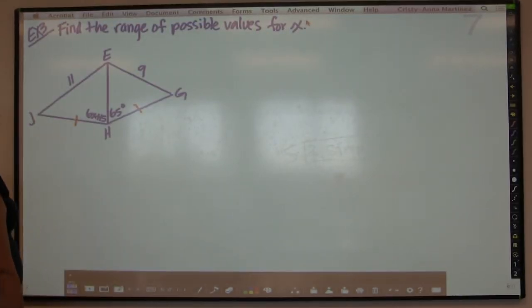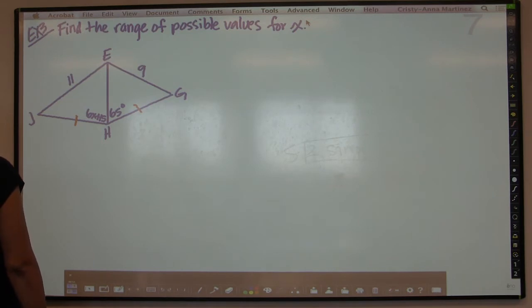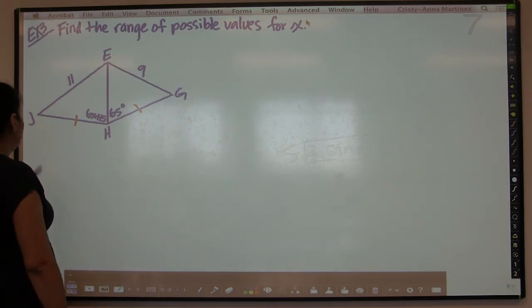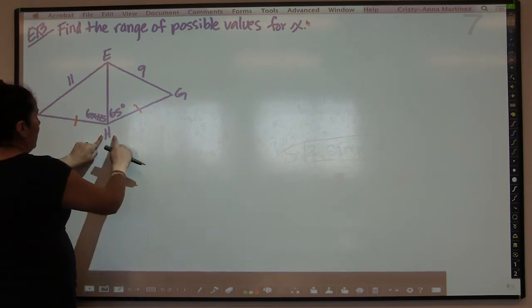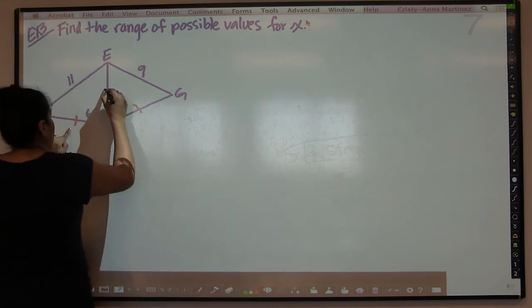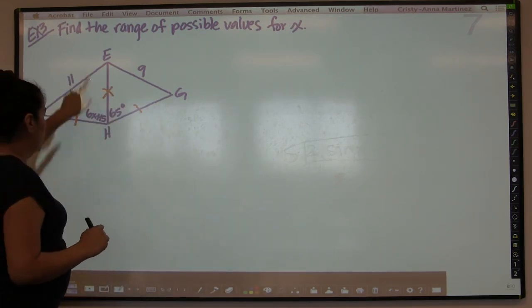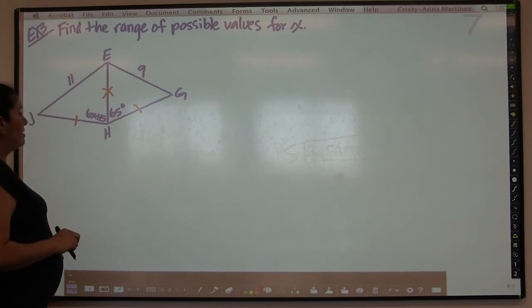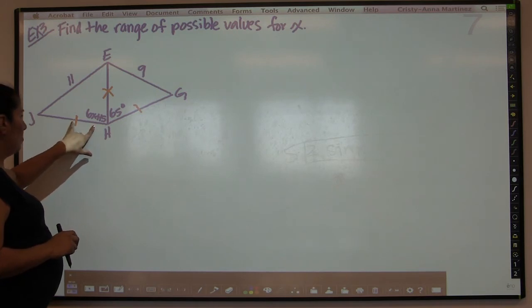So then we're going to go on to another application of the Hinge theorem, which is algebraic in nature. It says, find the range of possible values for x. The first thing we have to do is determine whether or not we can even use the Hinge theorem. We see that JH and GH are marked congruent. And again, we have this EH segment, which is a shared side between the two of them. Because of that, we know that we can almost apply the Hinge theorem.